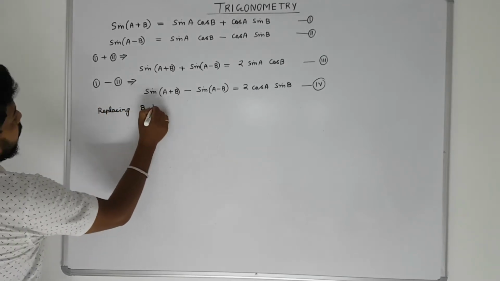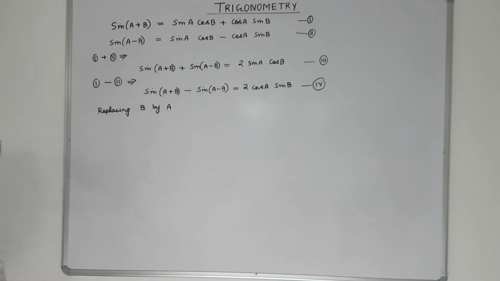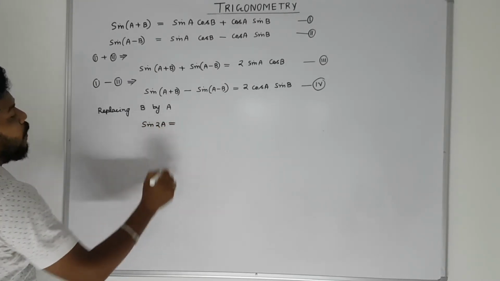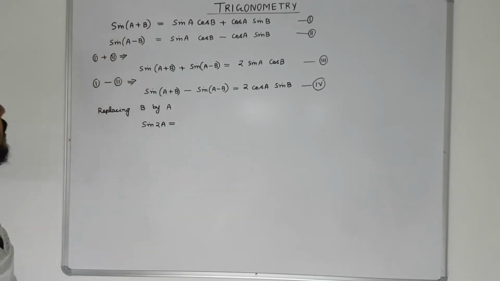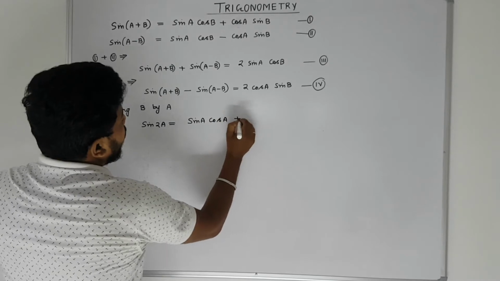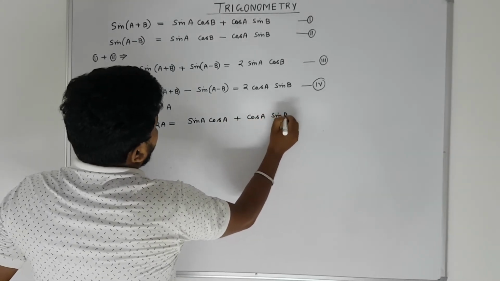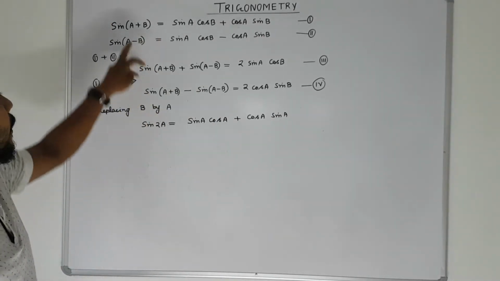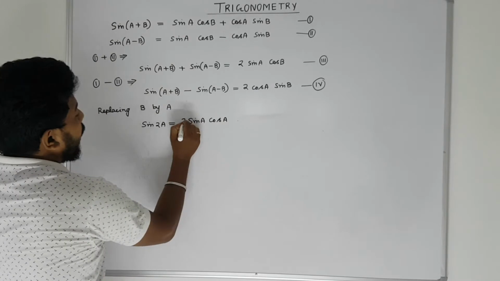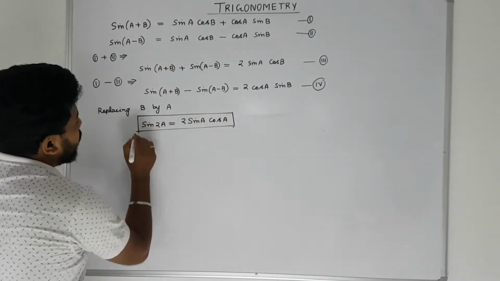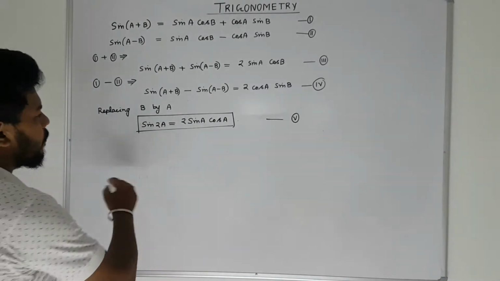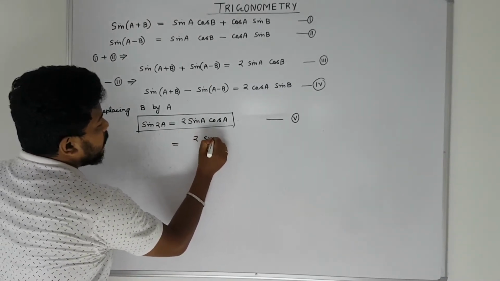Now replacing angle B by A. If I replace B by A, we will get sin(A+A), this is sin 2A, equals sin A cos A plus cos A sin A. Now sin A cos A plus cos A sin A is nothing but twice sin A cos A. So sin 2A = 2 sin A cos A. Name it number 5.